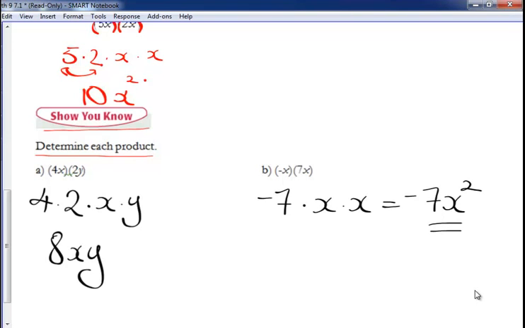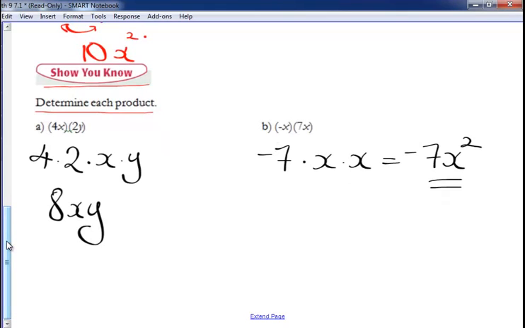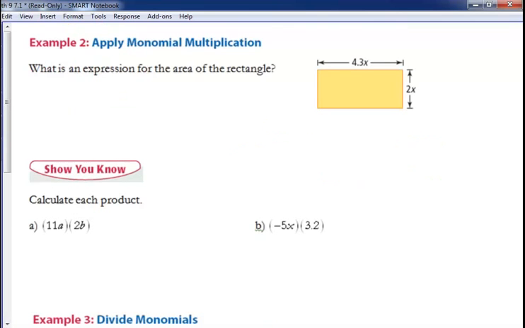So is this what you got? For the first one here, joining my two coefficients together, 4 times 2 is 8, xy. And then this one here, now we've got a negative sign here, don't we? That's like a coefficient of -1. So we could think of this as being like -1 times 7 times x times x. So -1 times 7 is the -7 there, and x times x can be simplified to x squared. Right, let's pop over to the next page here.